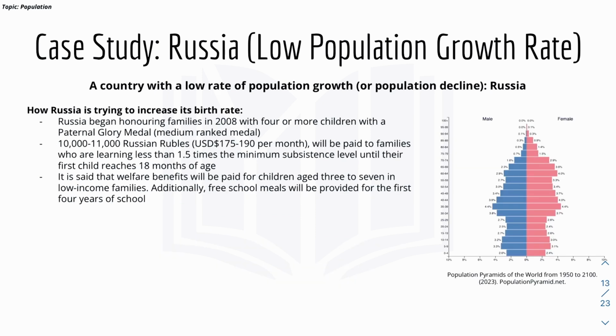And here is some information on how Russia is trying to increase its birth rate. So number one, Russia began honoring families with 4 or more children with a paternal glory medal, right here. And incentives are being given out, and welfare benefits will be paid for children aged 3 to 7 in low-income families.